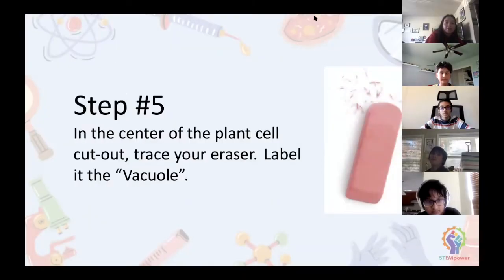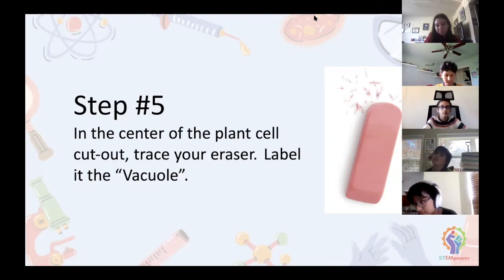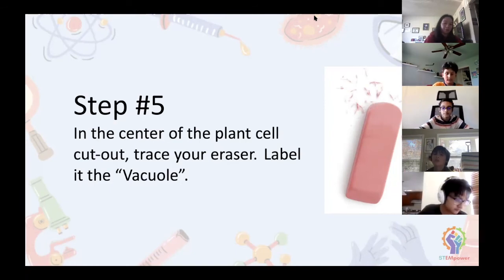So for step number 5, in the center of our plant cell, we're going to trace the eraser that we have, and we're going to label this the vacuole. What do you think is going to go next? We're at the center of the plant cell. What do you think is coming next after the vacuole? Roshan? The nucleus. Exactly. So you have both of these in the middle.